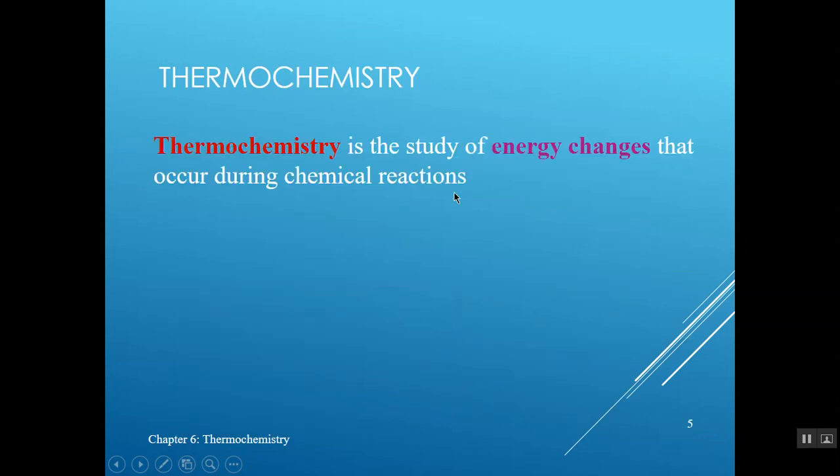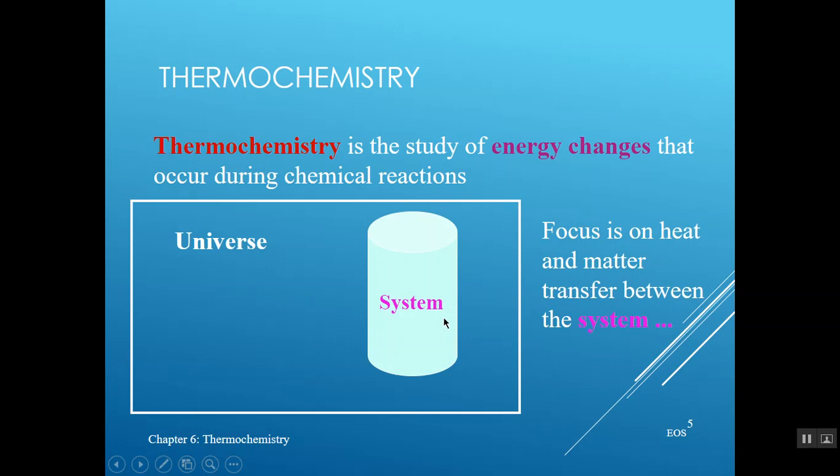Okay, so let's talk about thermochemistry. So that's what this chapter is all about. Thermochemistry is a study of energy changes that occur during a chemical reaction.